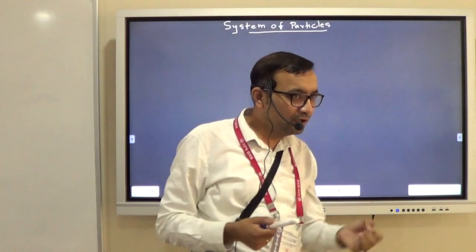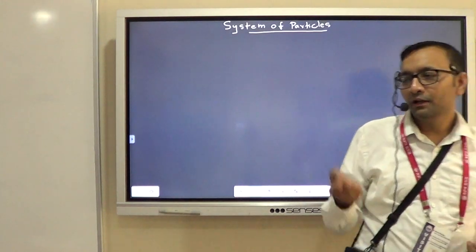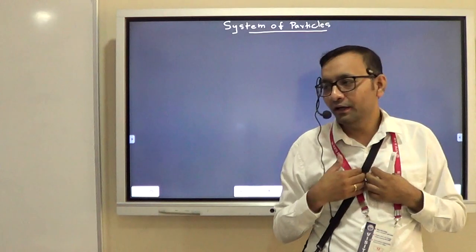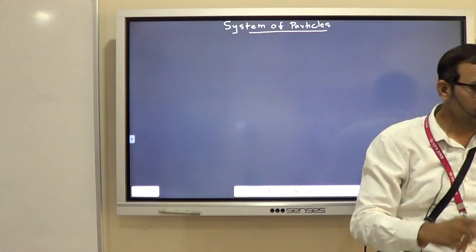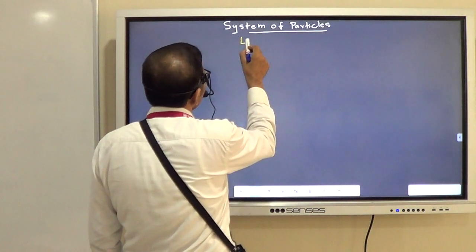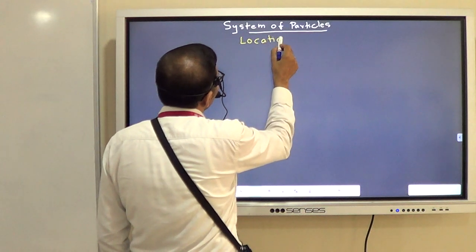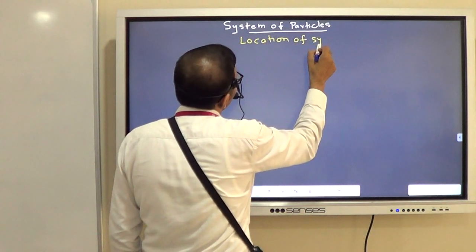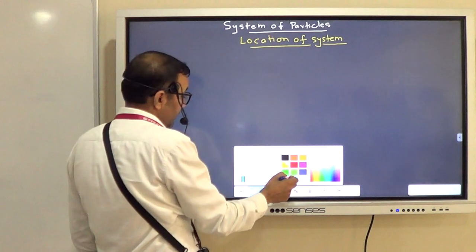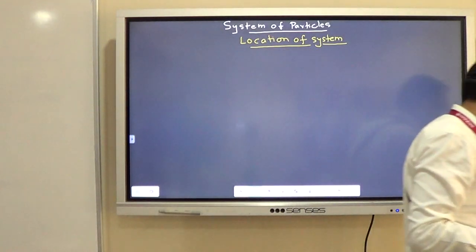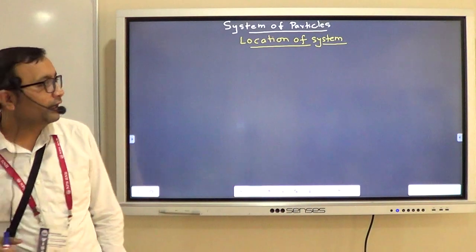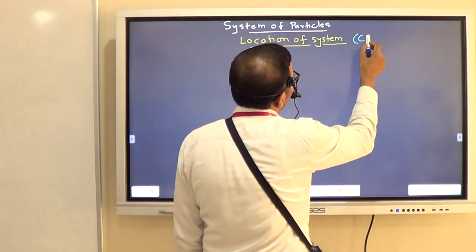So the first thing we are going to learn here is how to quantify the location of the entire system. Suppose there are multiple masses scattered everywhere. How can I tell you where the system is? So please write down location of a system. For the location of a system, it is called center of mass. Have you heard of the center of mass? Right? This is called center of mass.